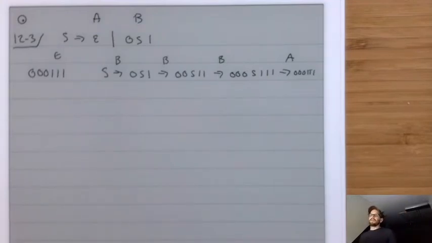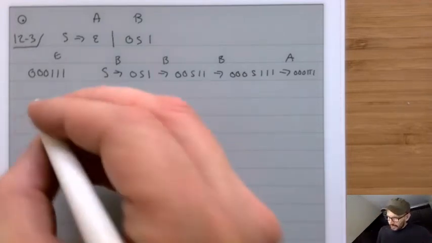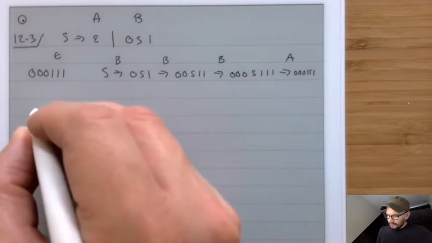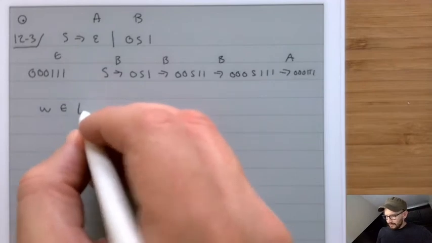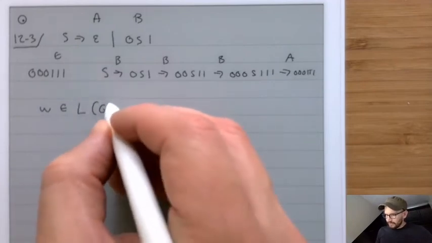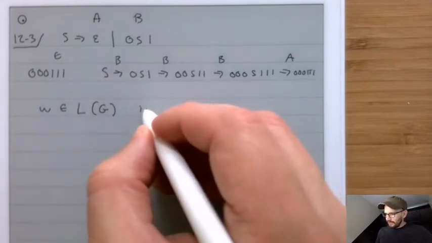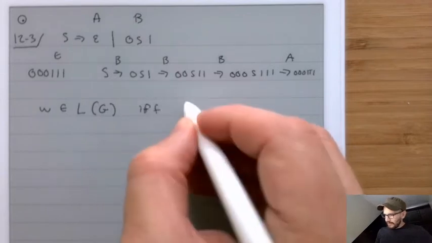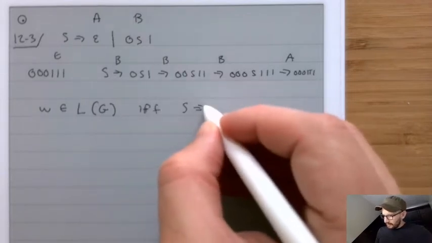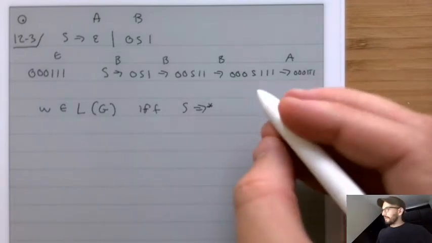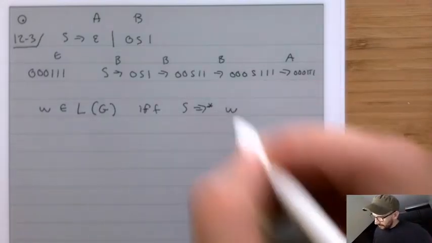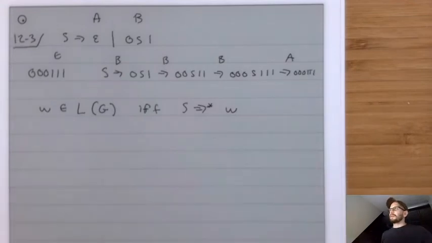If we would like, we can formally define exactly what this means. So we'll say that some string W is inside of the language of some context-free grammar G if and only if S derives star W.